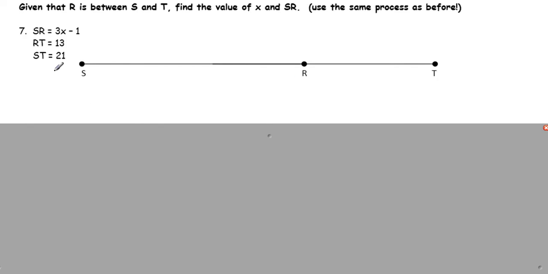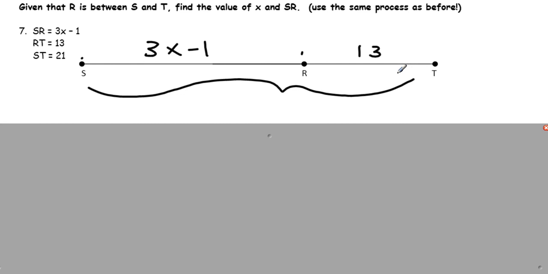Okay, so look at number 7. It says that SR is 3x minus 1. So from here to here is 3x minus 1. RT is 13. From R to T is 13. And ST, the length of the entire segment, is 21. So given that R is between S and T, we want to find the value of X and the length of SR.